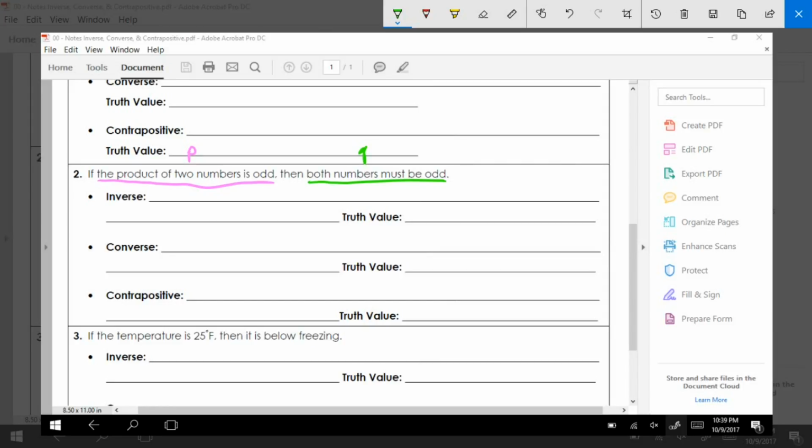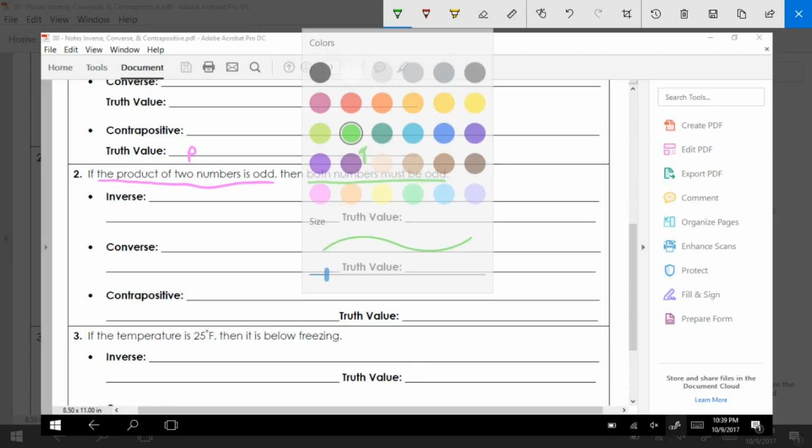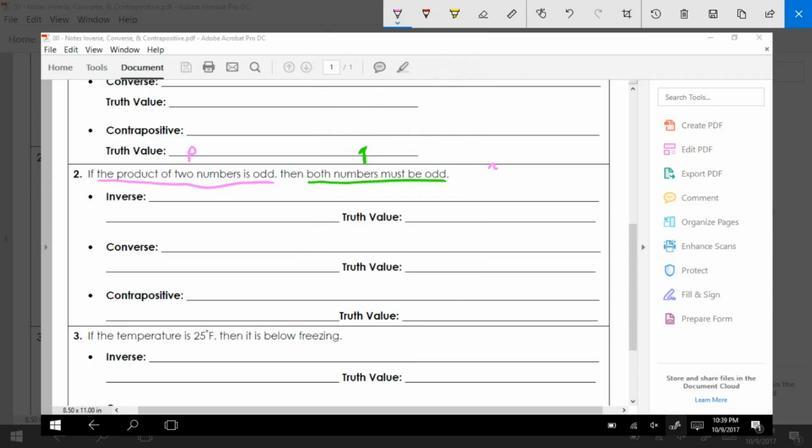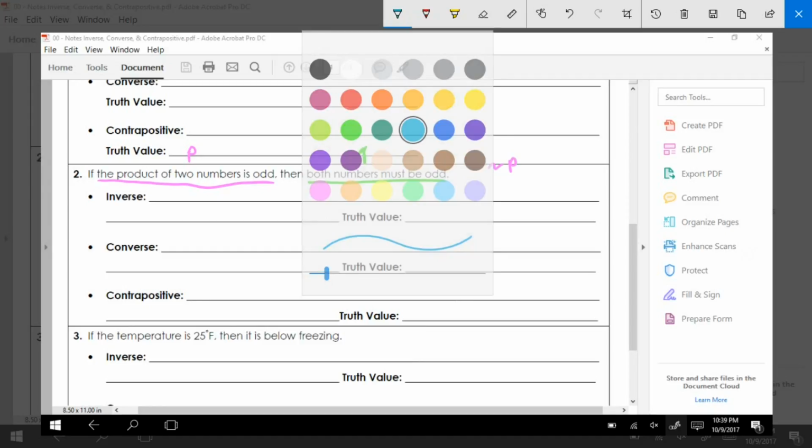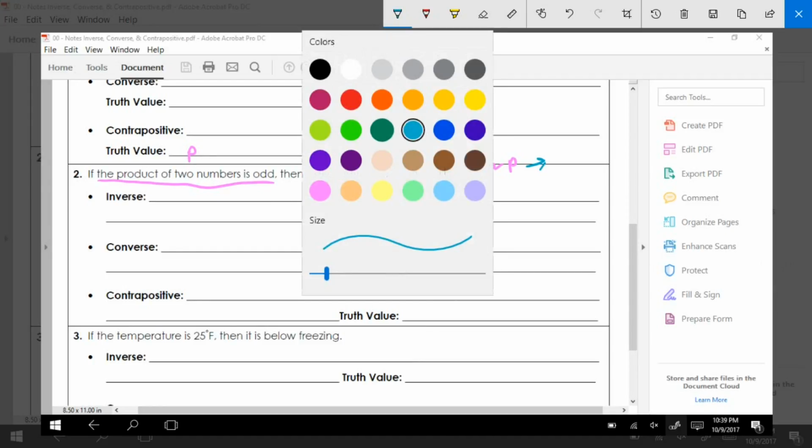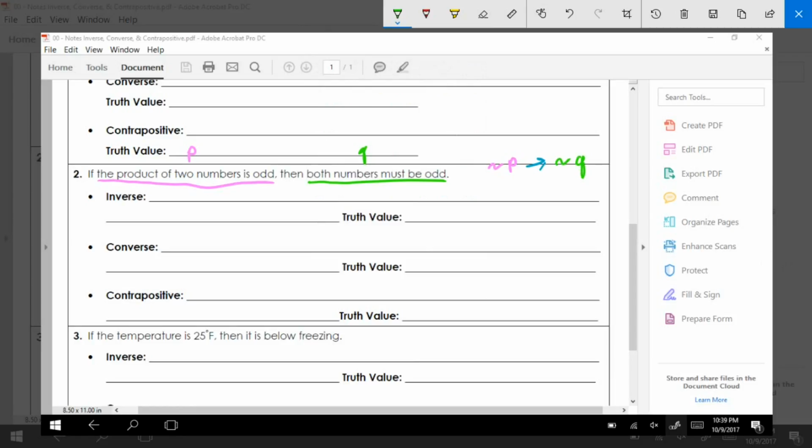So the inverse is formed by negating the hypothesis and conclusion. So it would just be if not P, then not Q. All right, so let's take a look. If the product of two numbers is odd, so we're going to add a not. If the product of two numbers is not odd.